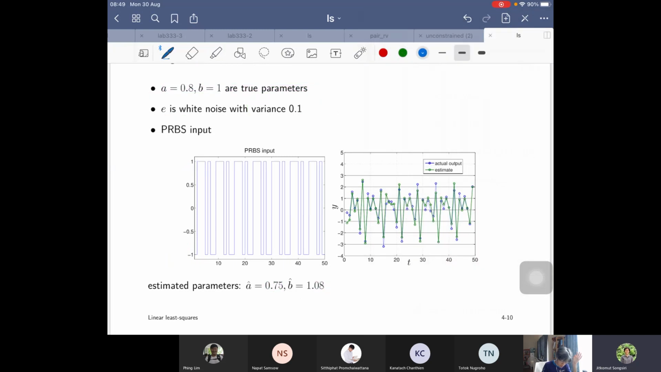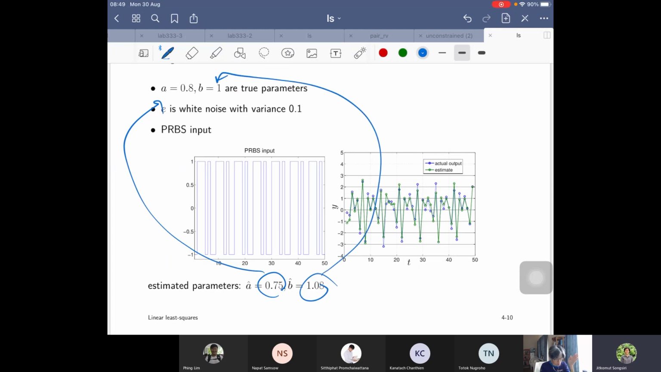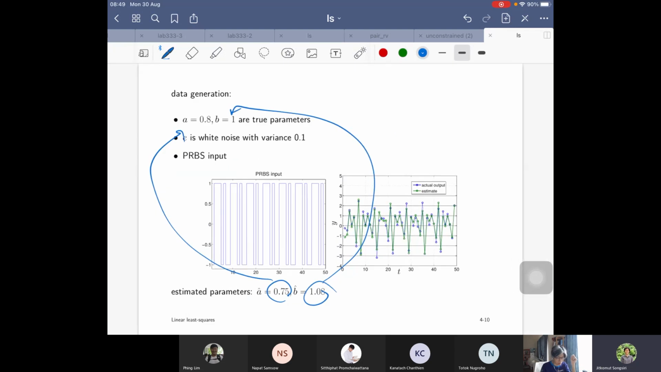We will discuss later how to assess the quality of the estimator, but this is just to get you to see some example results first. The true parameter is 0.8, but what you get is 0.75. Is this a good estimate? Do we get a good estimate like this example all the time? What are the factors? We will talk about that later.